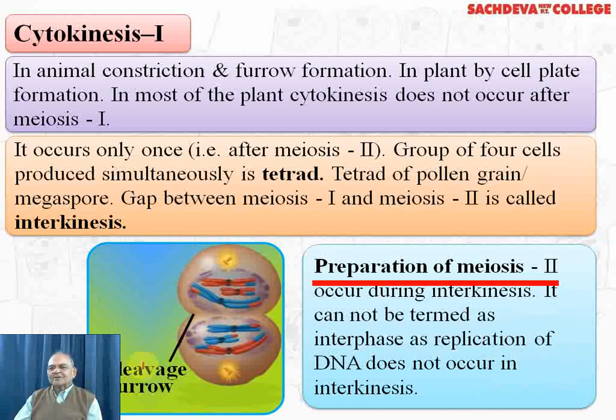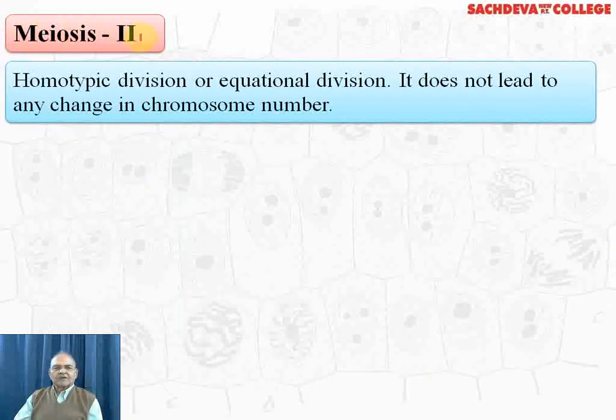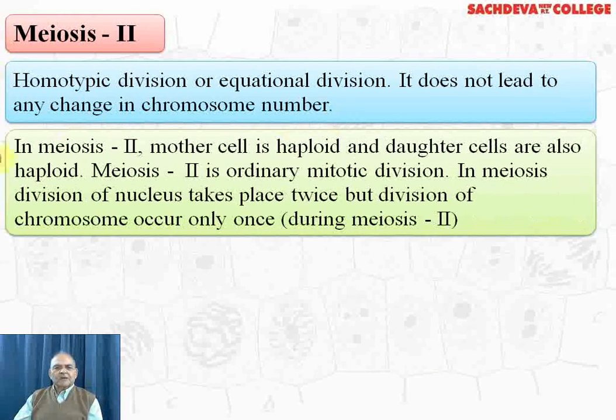Preparation for meiosis-II occurs during interkinesis. It cannot be termed interphase, as replication of DNA does not occur in interkinesis. Meiosis-II. It's a homeotypic division or equational division or ordinary mitotic division. It does not lead to any change in chromosome number. In meiosis-II, the mother cell is haploid, and daughter cells are also haploid. Meiosis-II is an ordinary mitotic division.